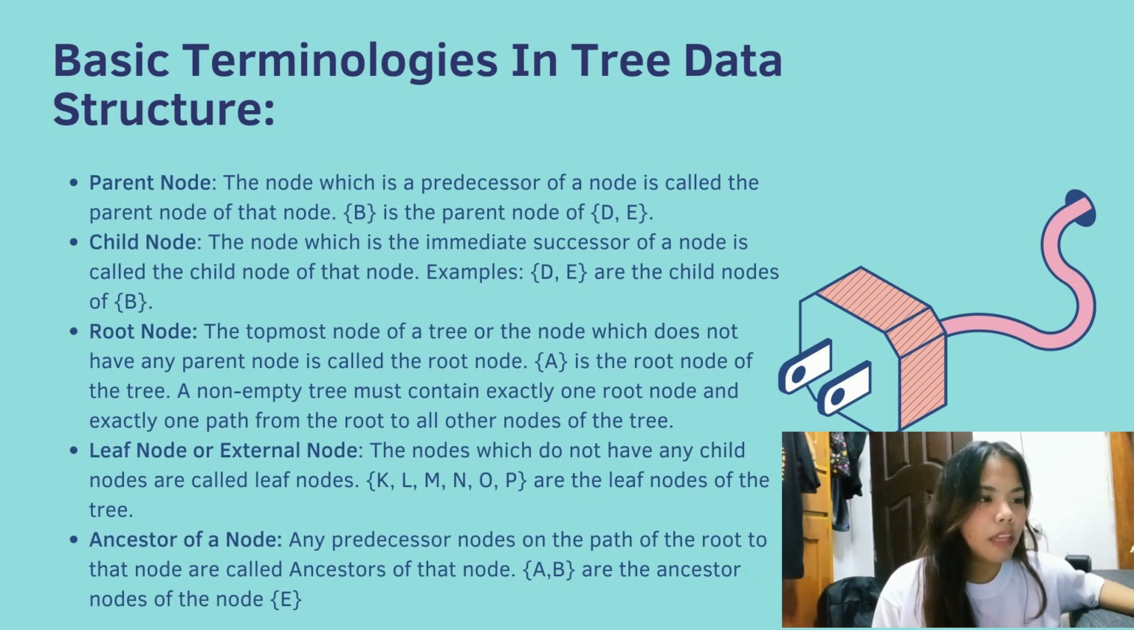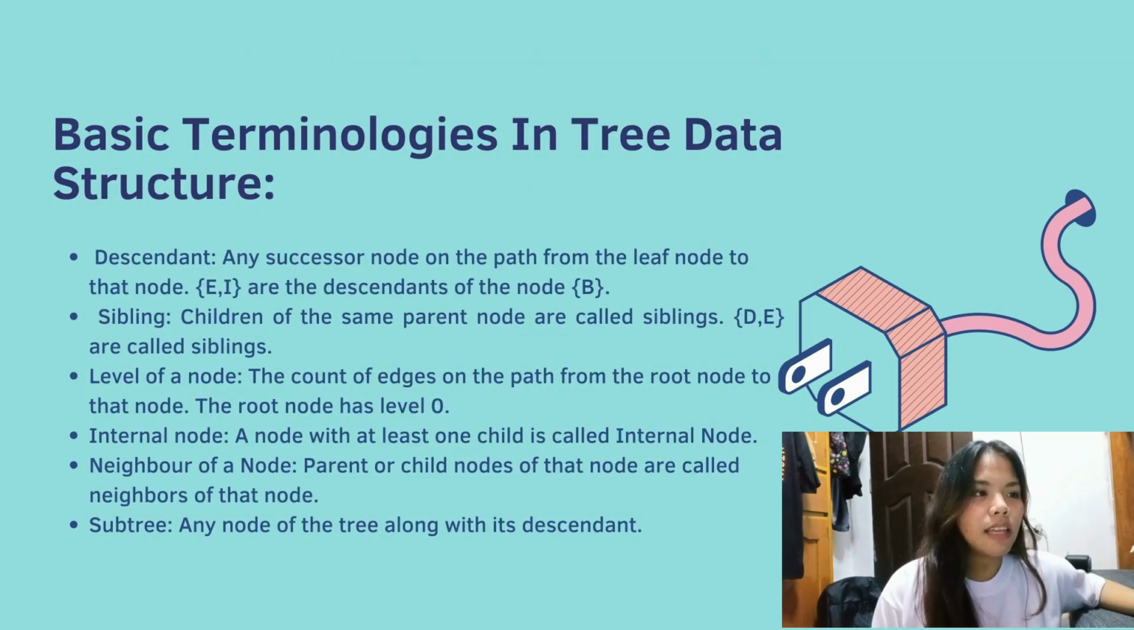Ancestor of a node. Any predecessor nodes on the path from the root to that node are called ancestors of that node. A and B are the ancestors of the node E. Descendants. Any successor node on the path from that node to the leaf node. E and I are the descendants of node B. Sibling. Children of the same parent node are called siblings. D and E are called siblings.